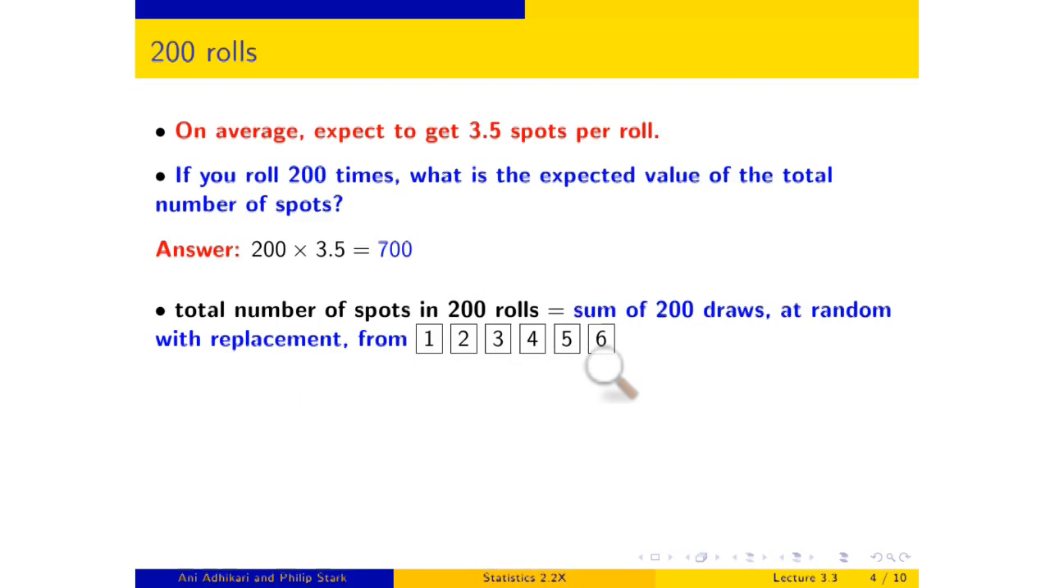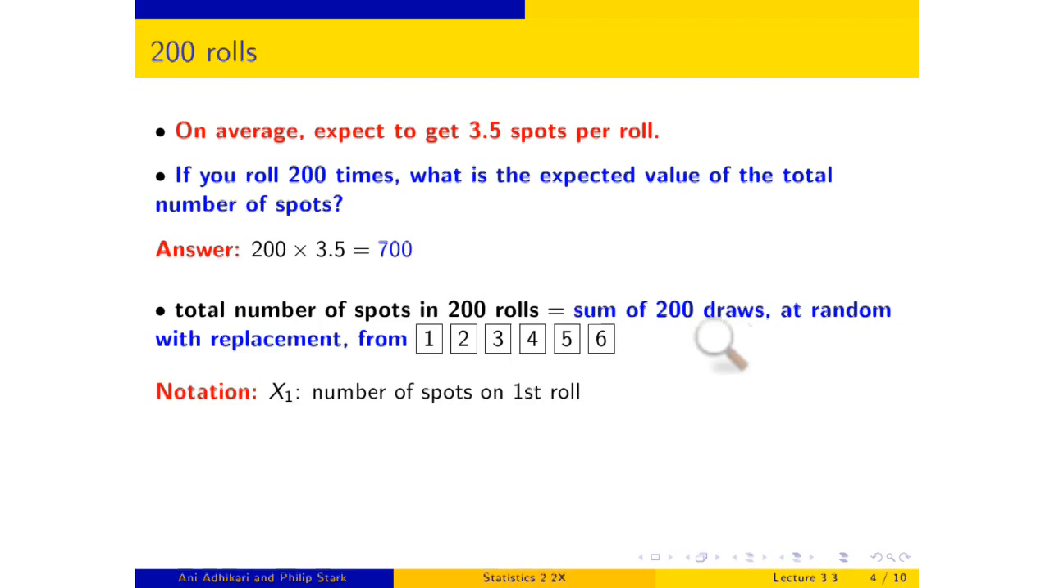So if I draw 200 times with replacement from this box, then at the end of that I have a list of 200 numbers, each of which is one of the values 1 through 6. If I add them all up, that is equivalent to getting the total number of spots. So I'm looking at what is called the sum of the draws.